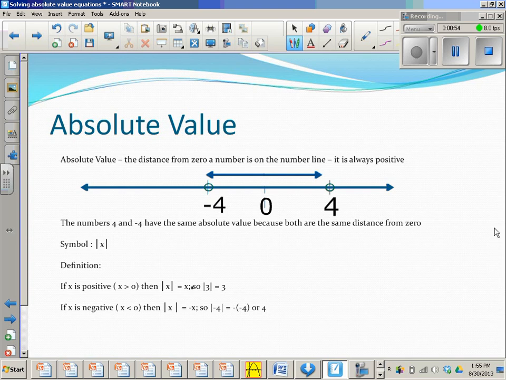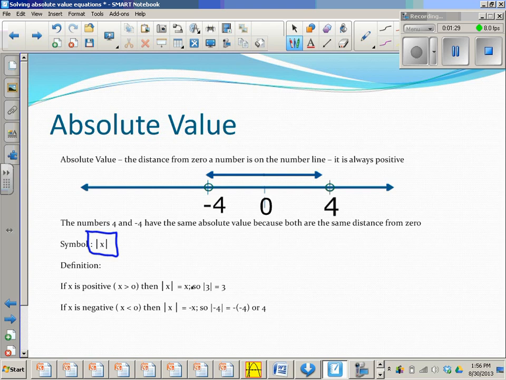So let's look. We're at 0 and we walk 4 steps to the right. We get to positive 4. If we go back to 0 and walk 4 steps to the left, we get to negative 4. We still walk 4 steps in both directions. So the absolute value of negative 4 and positive 4 are the same. The symbol that we have is the absolute value of x. These are the brackets around the variable.